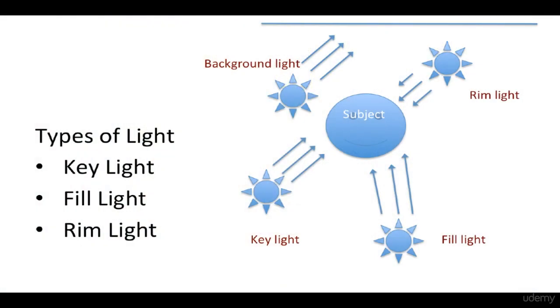Key light. As the name suggests, this is the most important light. Key light defines the shadow in a composition. All other lights are placed according to the key light.